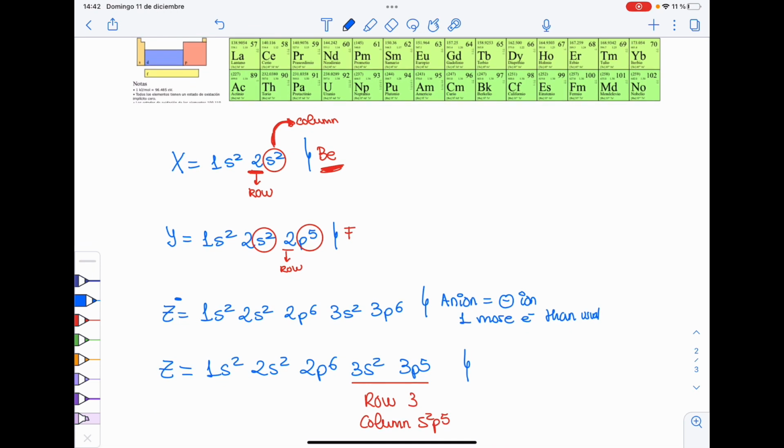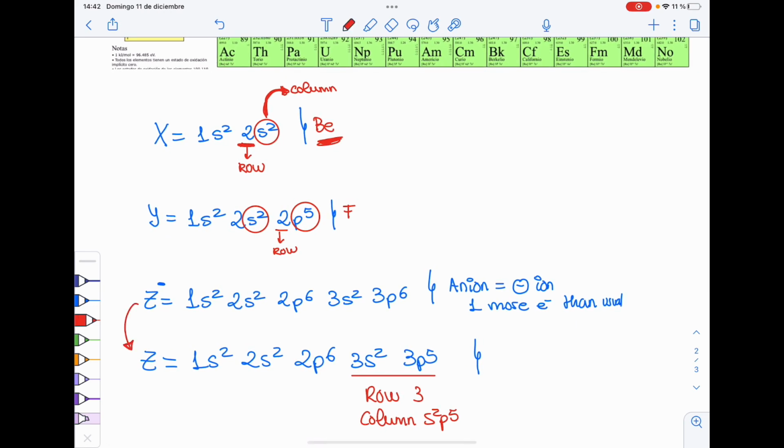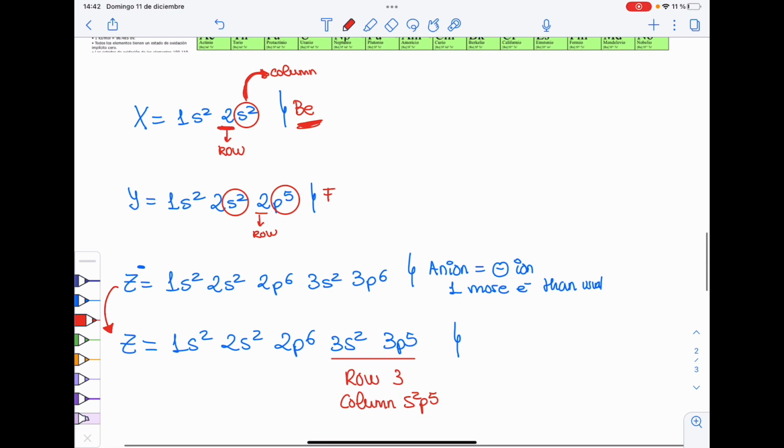So this means that it is a negative ion, or we can also call it an anion, and it is negative, so it has more electrons than usual, more electrons than protons. So in this case it has one more electron than usual. So the normal atom would be with one less electron. You see here that I change from 6 to 5. Why? Because this one here has one more electron, and if we want to know the normal one, it has one less electron.